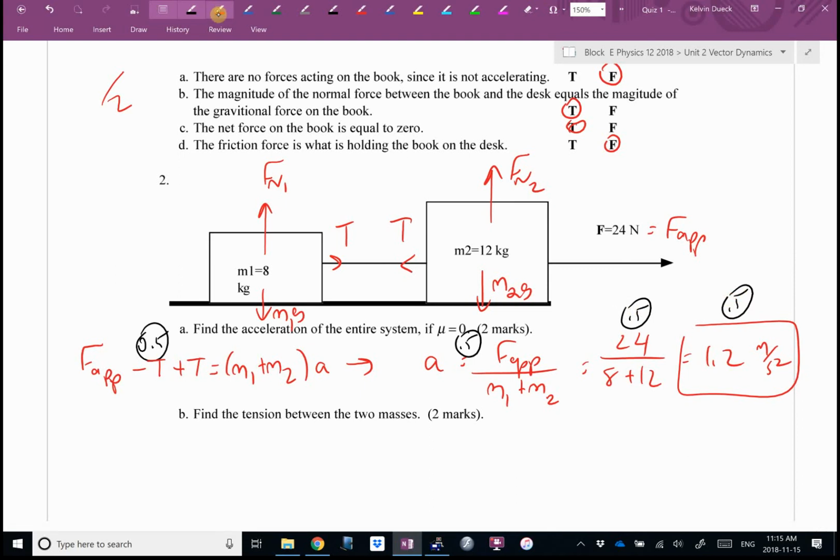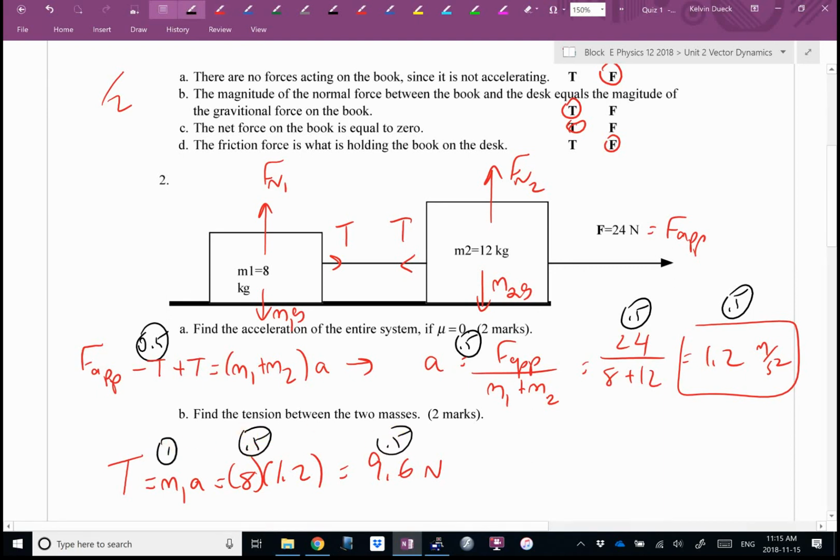Find the tension. I would use mass 1, because if I use mass 1, who's winning? Tension. Who's losing? No one. Tension equals m1a. It's going to be 8 times 1.2. 8 times 1 is 8. 8 times 0.2 is 1.6. 9.6? 2 out of 2 if you got that. Otherwise, 1 mark, half mark, half mark. Did anyone use the second mass? Yeah? Did you get the right answer? Okay. Got the same answer both ways? Got a little nerdy smile because then you knew you were right?